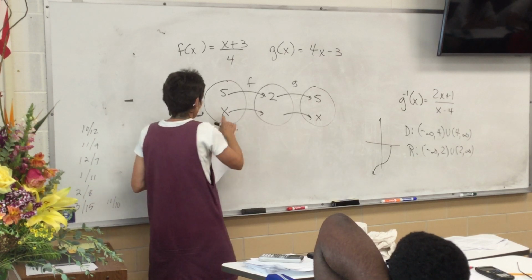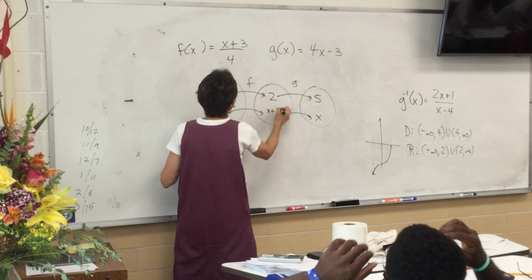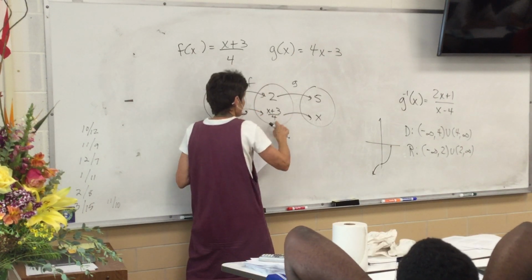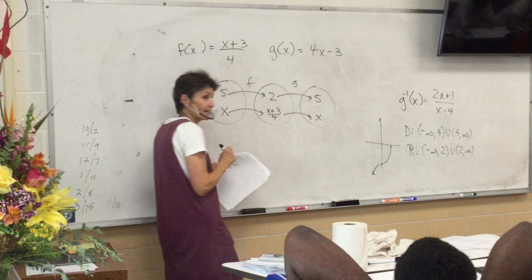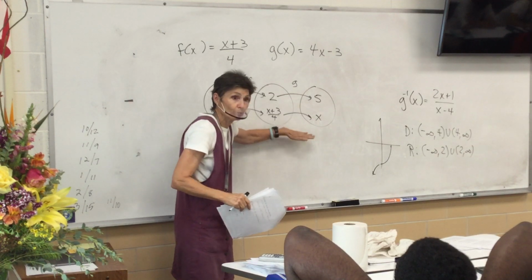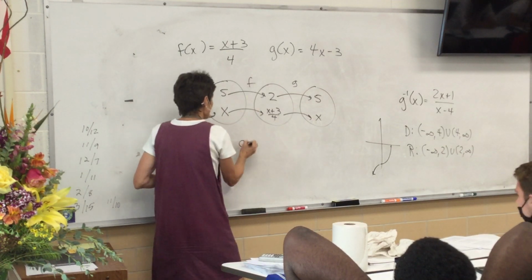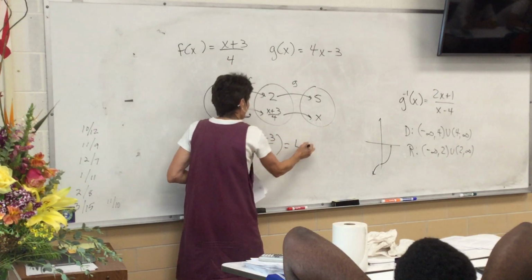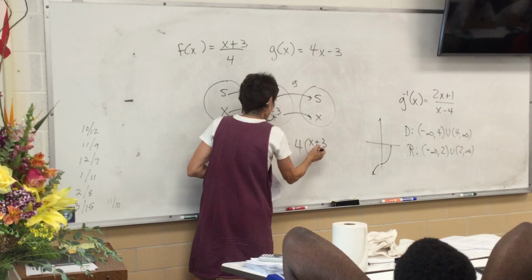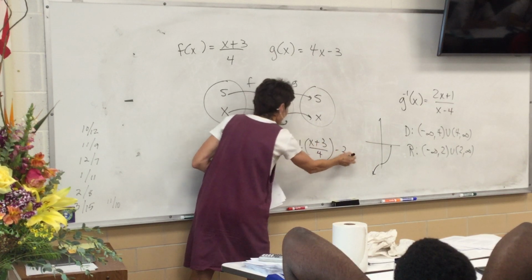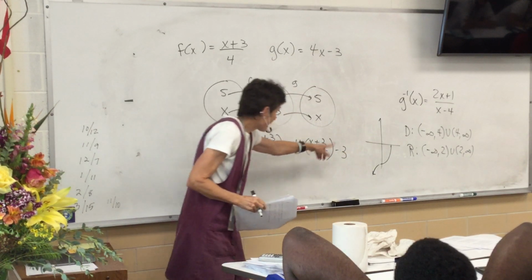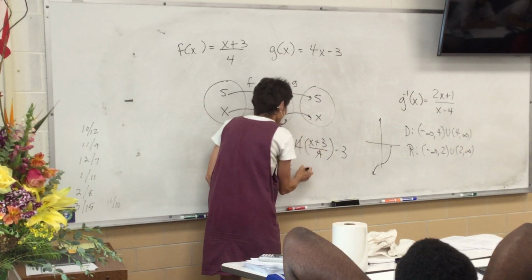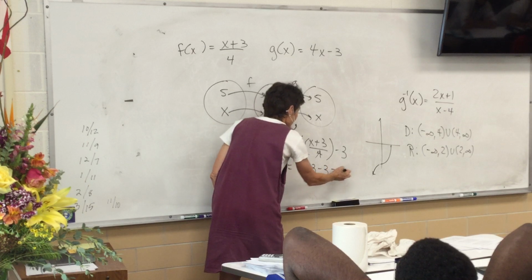So in other words, if I put x in, I get x plus 3 over 4, whatever that is. And then if I put x plus 3 over 4 in, I have to get my x back again. That's your proof right there. If you find g of x plus 3 over 4, you have to get x. Do you? When you do this math, do you get x? The fours cancel. X plus 3 minus 3 is x.